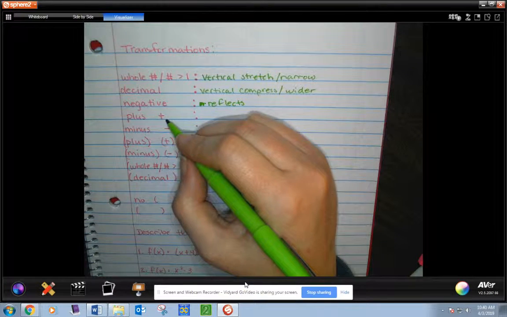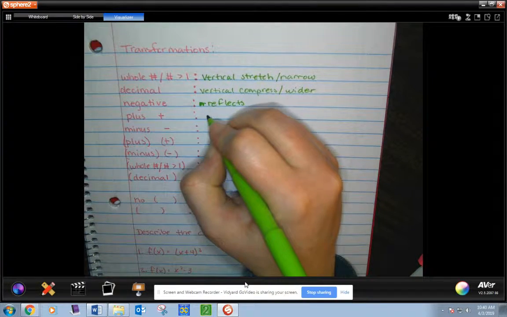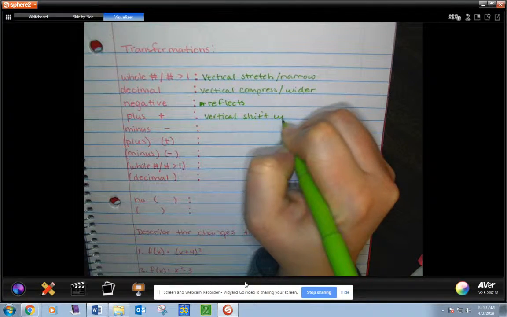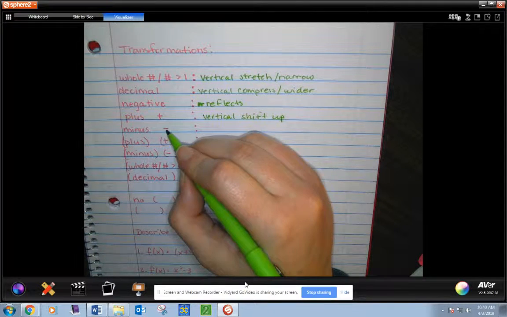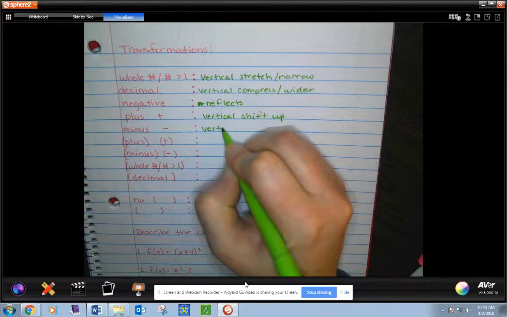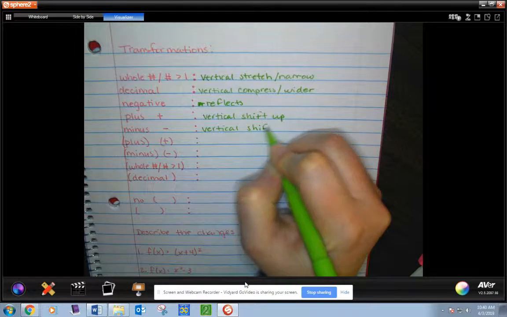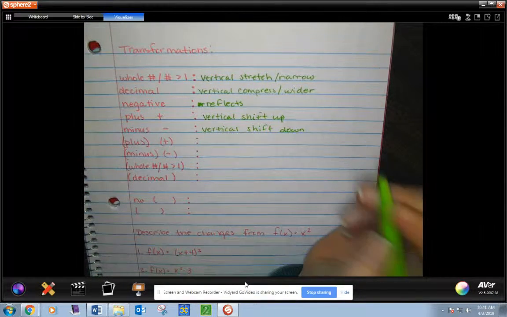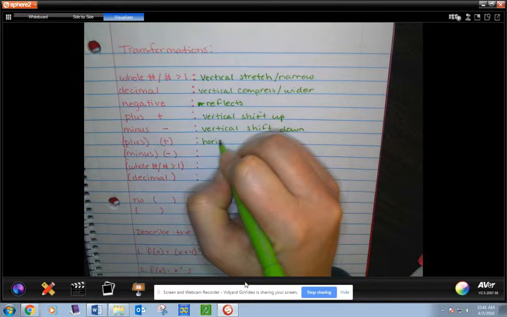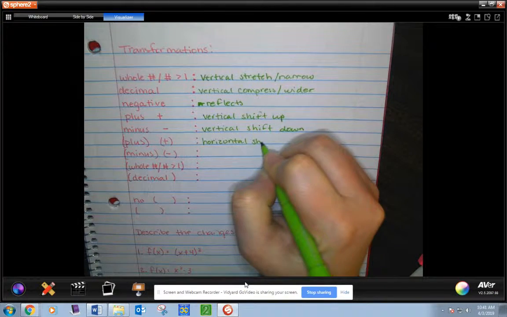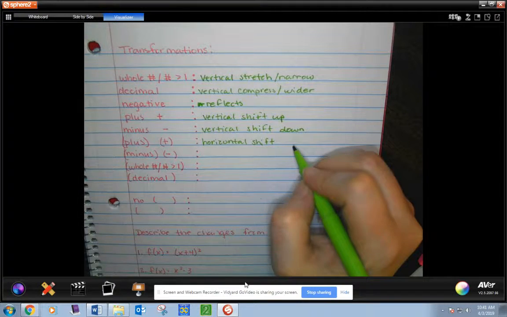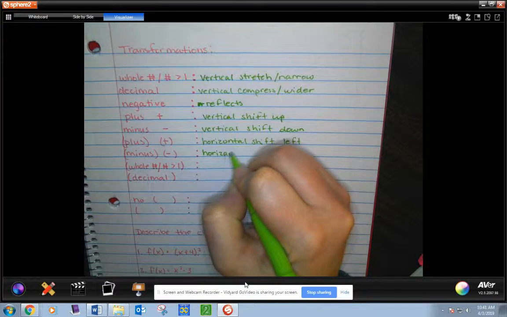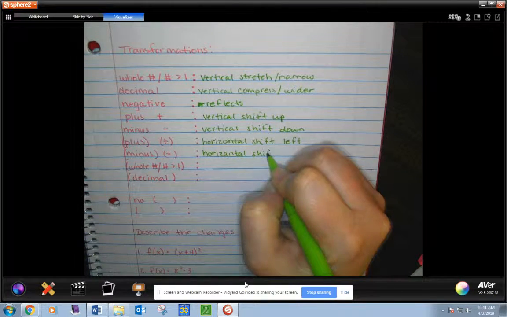Okay, if you have a plus sign, and you see how I didn't put it in parentheses, so just a plus sign, this is a vertical shift up. A minus sign, it doesn't have any parentheses, so this is a vertical shift down. A plus sign in parentheses is a horizontal shift. And remember, in parentheses, you always do opposite, so we're going to go left. A parentheses with a minus is a horizontal shift right.